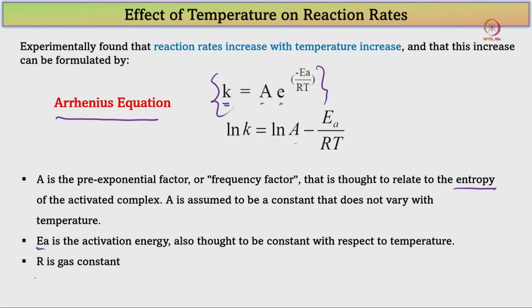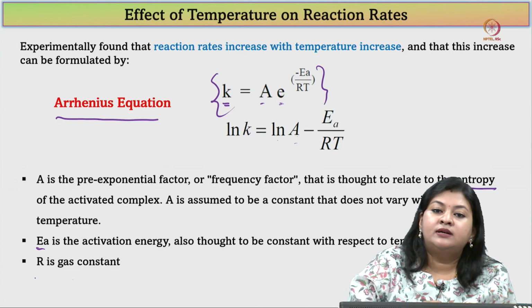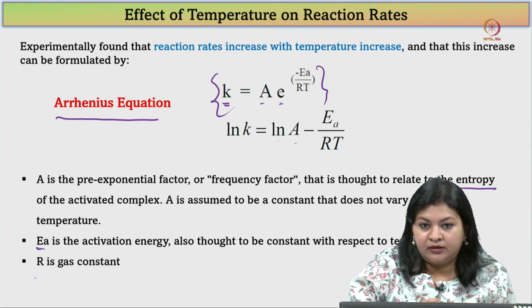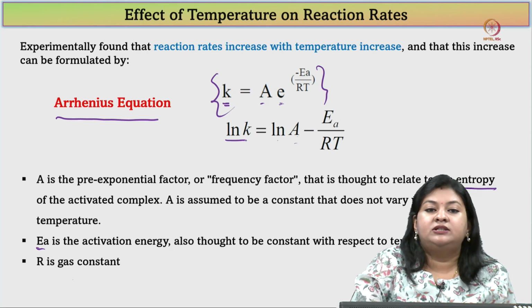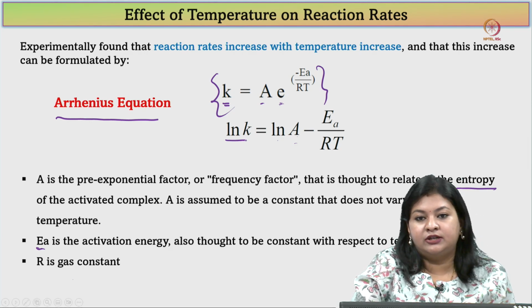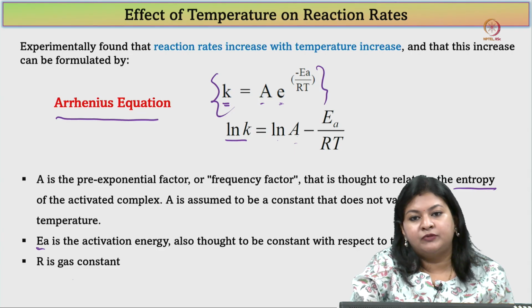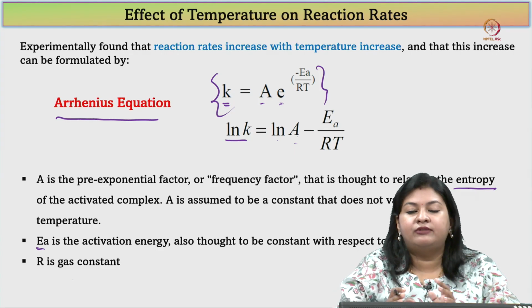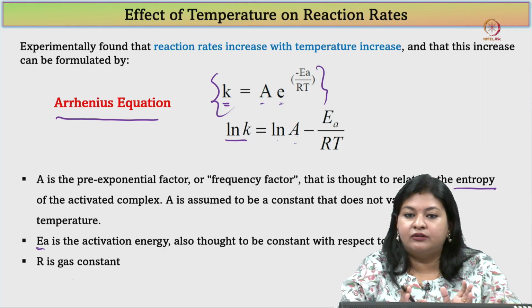And R is the gas constant. So, if you know the activation energy, the temperature, and the A term, you can easily find out the change in the reaction rate with increasing temperature, or vice versa. If you are trying to find out the activation energy, you can find that out too.